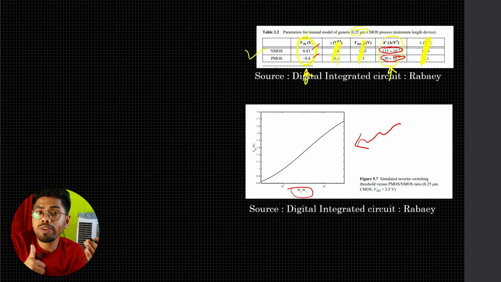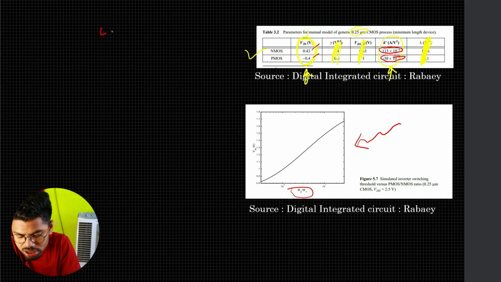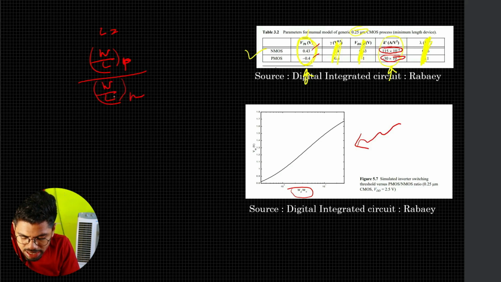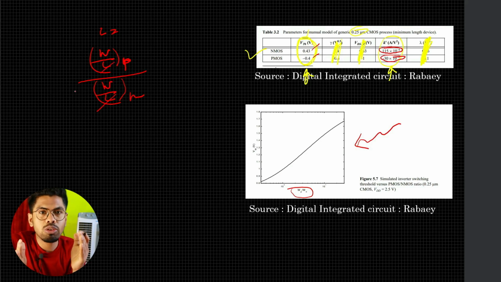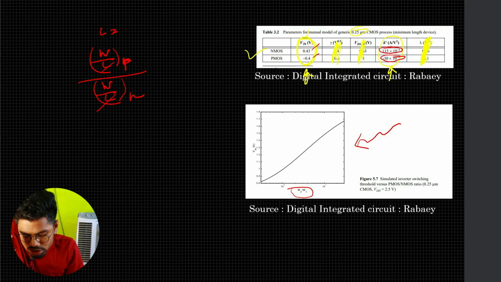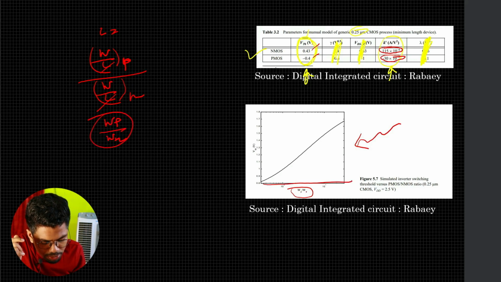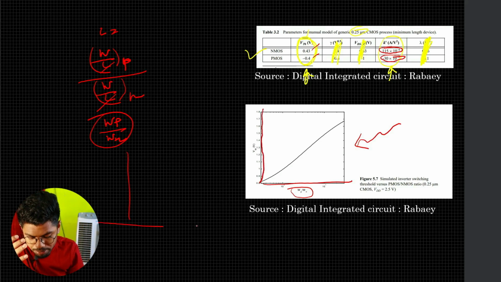Because our L is constant, right? If I say W/L of P and W/L of N, then L will get cancelled because roughly they are equal. In digital design they would be equal. So that means W of P by W of N. This axis is your W of P by W of N, and this axis is your VM, which is the point where we have Vin equal to Vout. So this is the point.